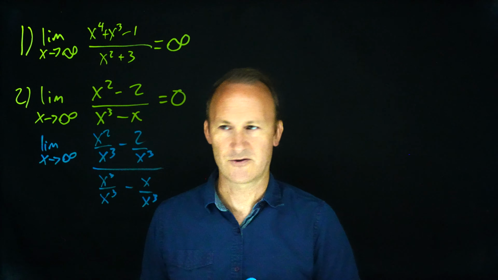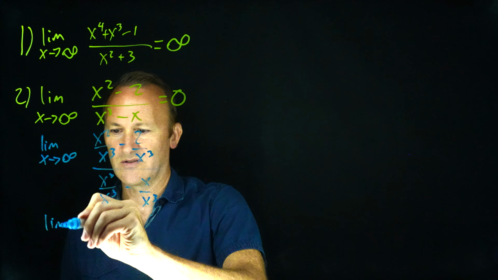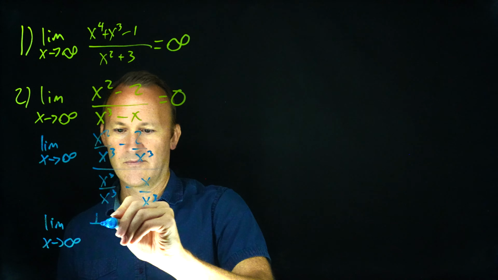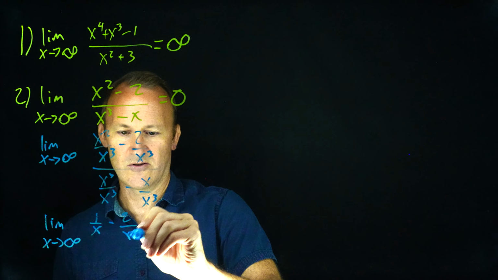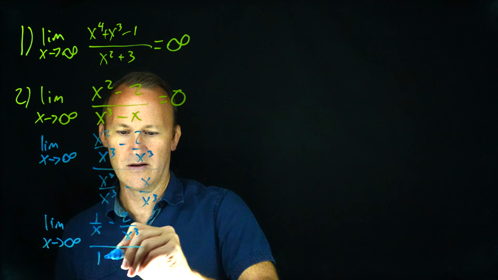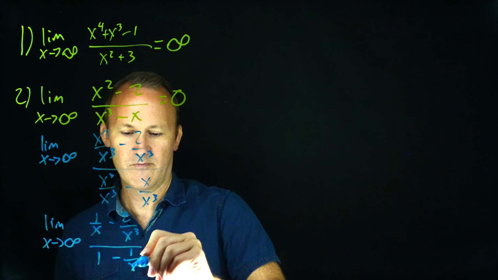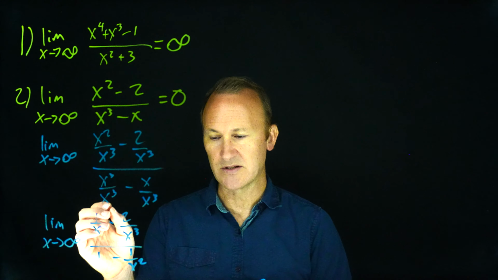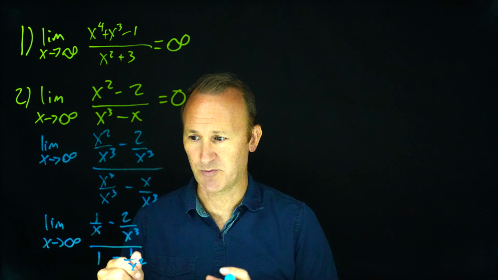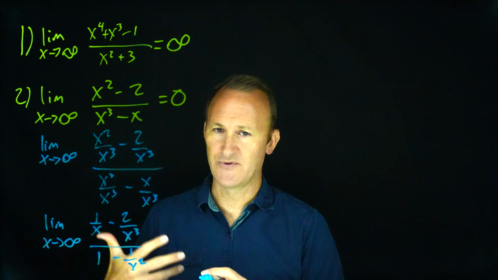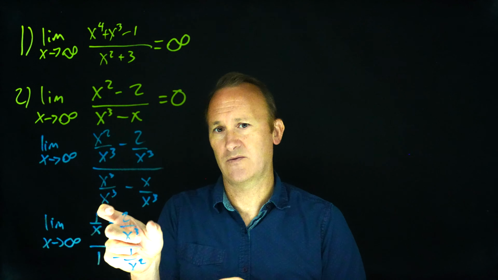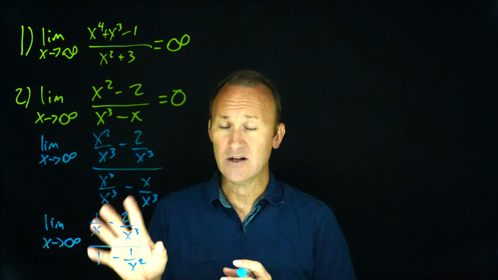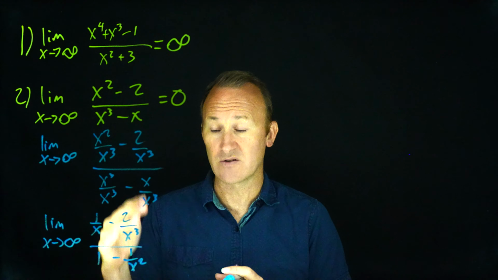And then this reduces to the limit as x approaches infinity of 1 over x minus 2 over x cubed, over 1 minus 1 over x squared. Now what you're able to do with limits is, it is a law of limits that if you have a rational expression, you can take the limit of the numerator and the limit of the denominator, and within one of those, like the numerator, the limit of a plus b is the limit of a plus the limit of b. So you can distribute the limit to each of these terms.